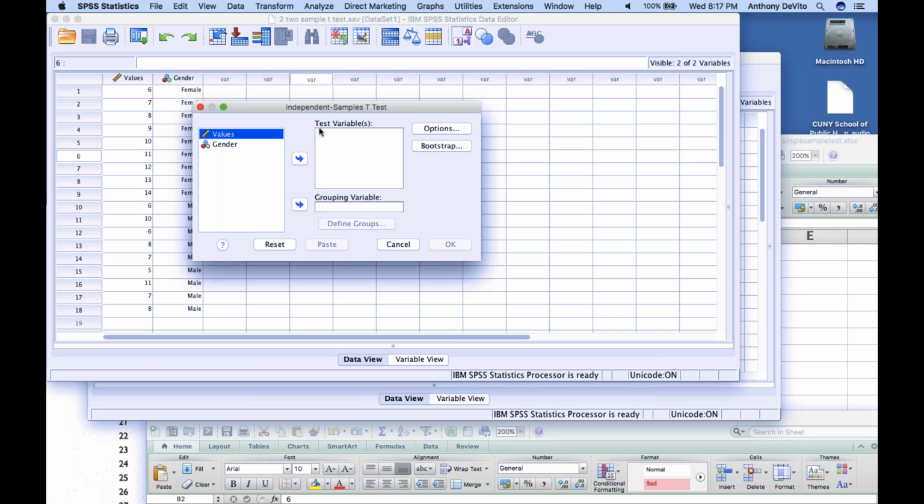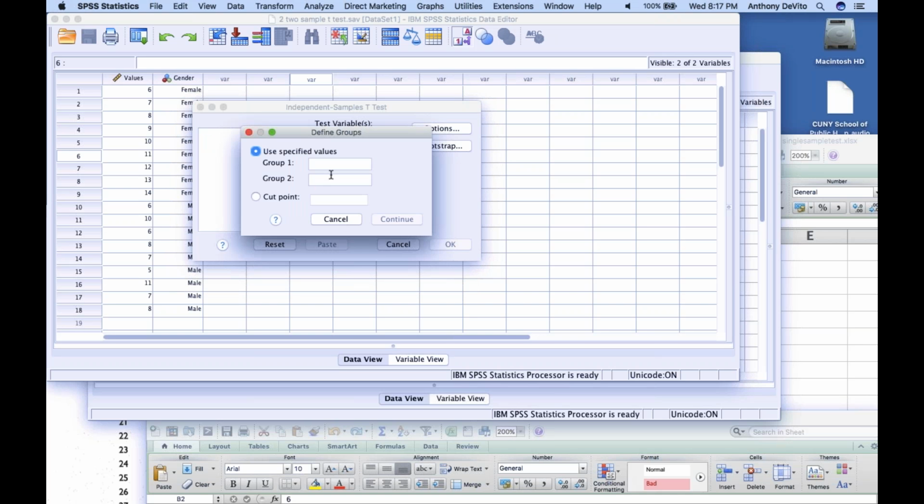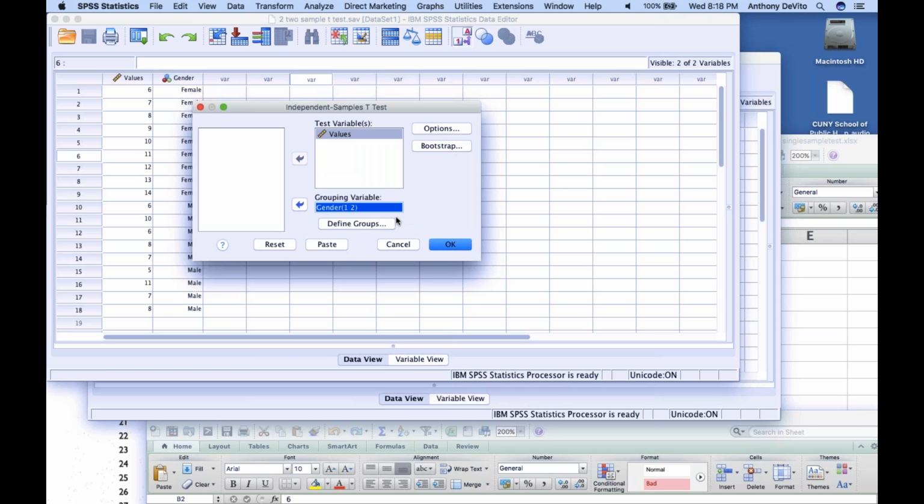Okay, and what's the test variable? The test variable is the values, those numbers that we're finding the means of. And the grouping variable, that's going to be the two groups that I'm looking at. I have to define them. One represents female and two represents male. You've got to make sure you get the numbers right too. If it was 0 and 1, it's going to mess up. Okay, I'm going to click OK. We'll find out if it's going to mess up right now.